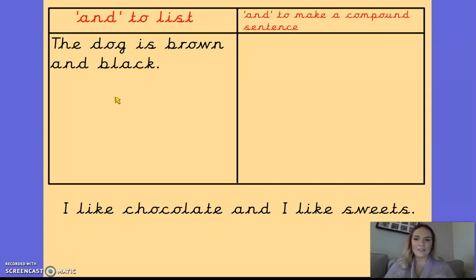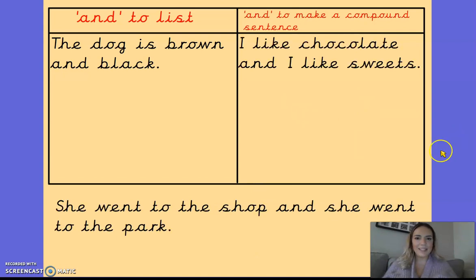Okay, next sentence you should have in front of you. I like chocolate and I like sweets. Remember, our way to check is to check, does each side make sense as a sentence on its own? I like chocolate makes sense on its own. I like sweets makes sense on its own. Which side are you going to put your sentence on? Are you going to put it on and to list or and to make a compound sentence? Let's check if we got the same. It is and to make a compound sentence because both sides make sense on their own.